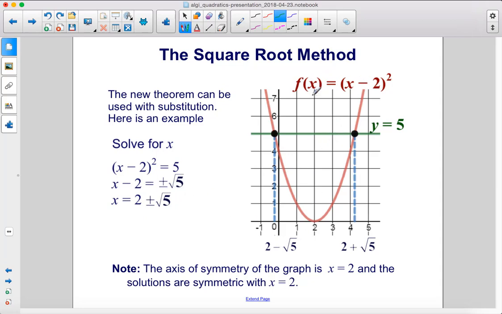So here's the graph of (x minus 2) squared, and if we put in 2 minus square root of 5, we will get an output of 5. If we put in 2 plus square root of 5, we will also get an output of 5. So note, the axis of symmetry of the graph is x equals 2 here, and the solutions are symmetric with x equals 2.